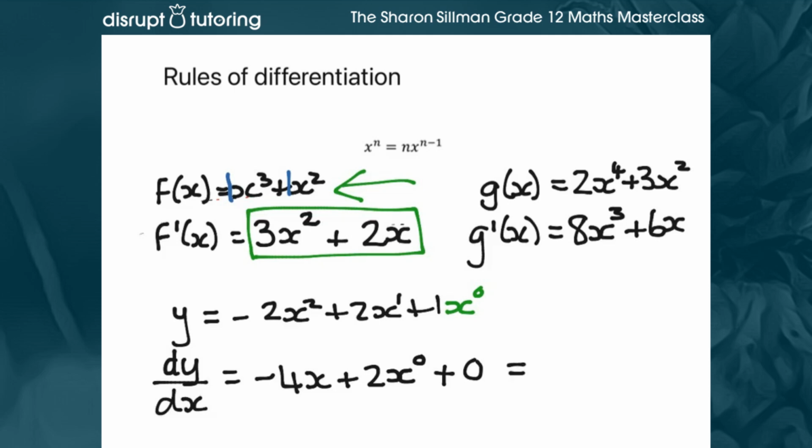So let's write this in simpler form. So the minus 4x stays the same. And this would be plus 2, because x to the power of 0 is equal to 1. And 2 times 1 is equal to 2. So those are 3 fairly straightforward ones.